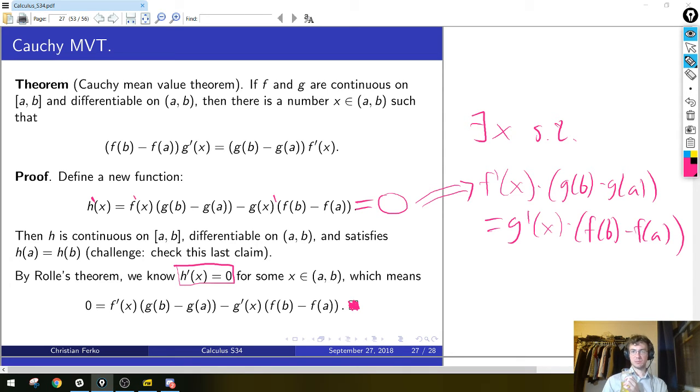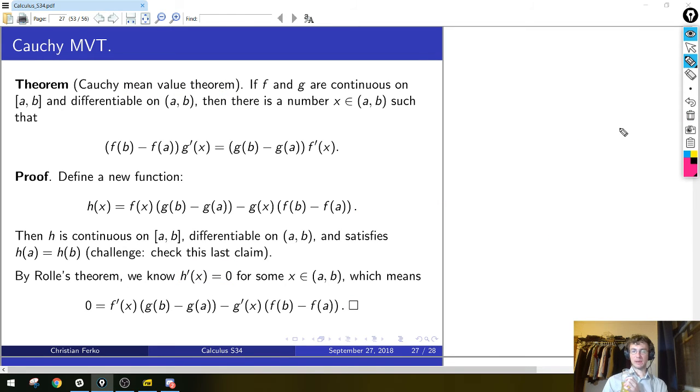Okay, thoughts on the proof before I explain why it's called the Cauchy mean value theorem? I have no questions on the proof. Okay, good. It's not a bad proof.